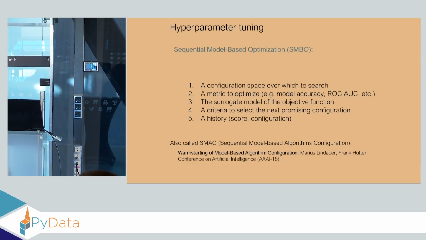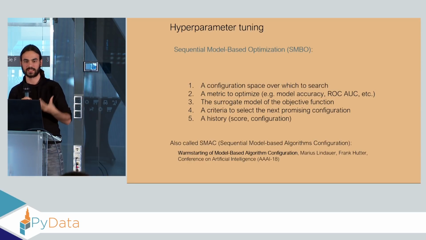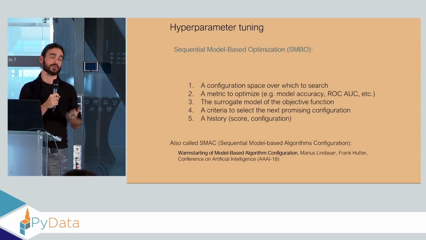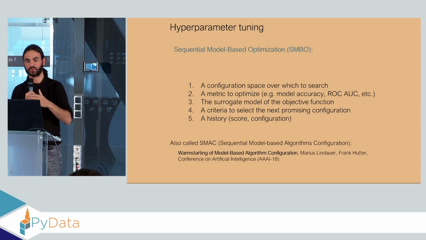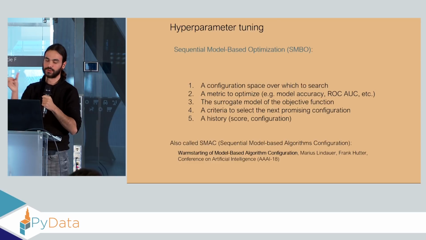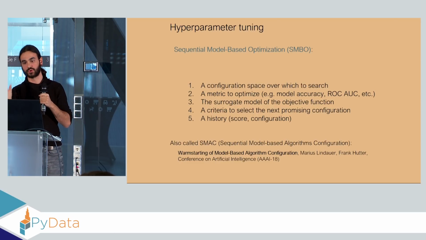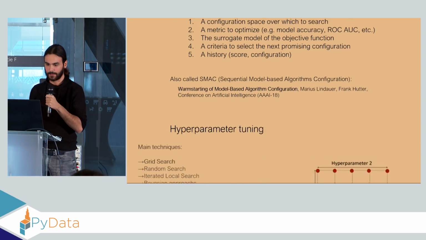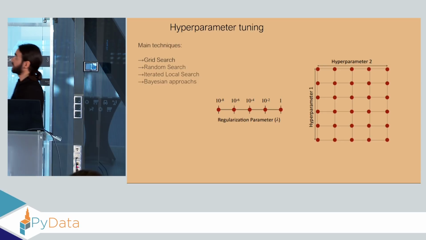That is to say, I know that if I increase my learning rate slightly, I expect better results. So this is this kind of rules and this kind of criteria. And you need a history of information, so all the configurations that you already explored, which is usually, in this basic form, the history of scores and configurations explored. So let's review really fast a few techniques of hyperparameter tuning.